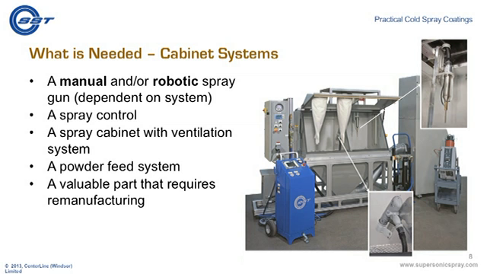Moving further to the right, you can see a wet scrub air filtration system. To the right of that scrubber, we have an external pressurized volumetric powder feeder. And in between the cabinet and the wet scrubber is our gas supply purification unit.